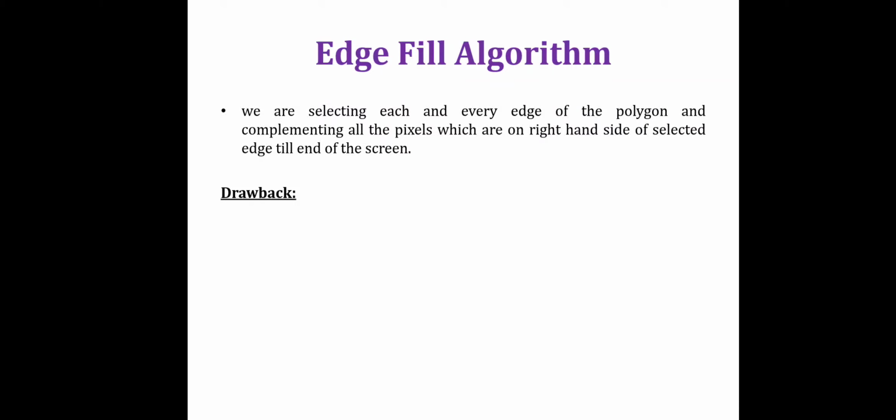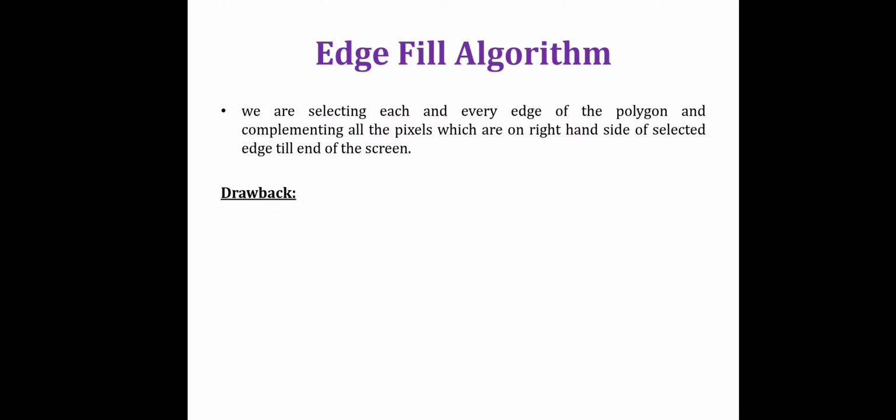So we are selecting each and every edge of the polygon and complementing all the pixels on the right hand side of a selected edge till the end of the screen, right. Till the end of the screen we are selecting all the pixels on the right hand side. So what can be the drawback for this?